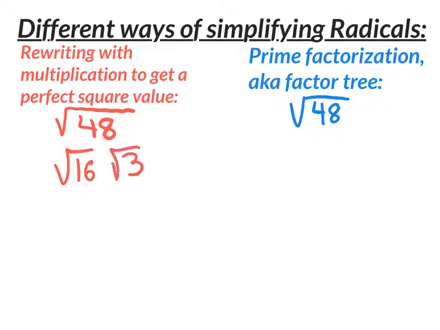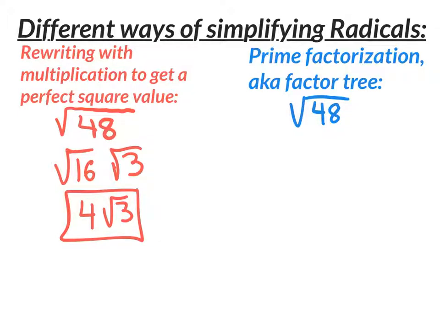16 times 3 is 48. And then you're able to split the root, and you'll get 4 square root of 3 as your final answer. Okay, I really do like this method better, rewriting non-perfect square numbers with multiplication so you could get a perfect square number and use the highest perfect square number possible. But let's go with this prime factorization method.